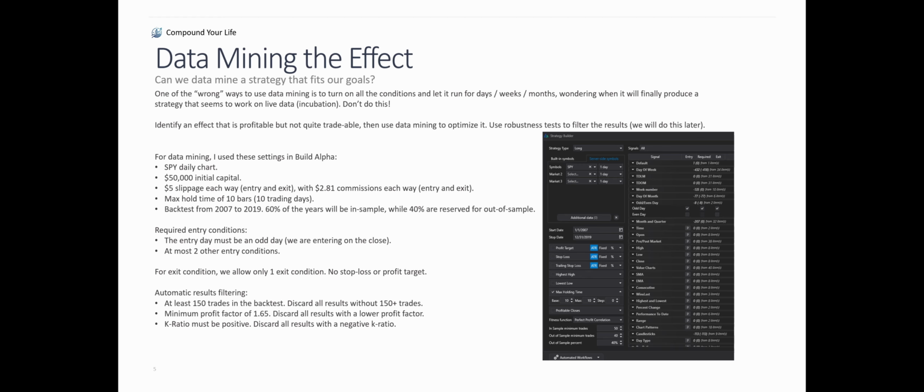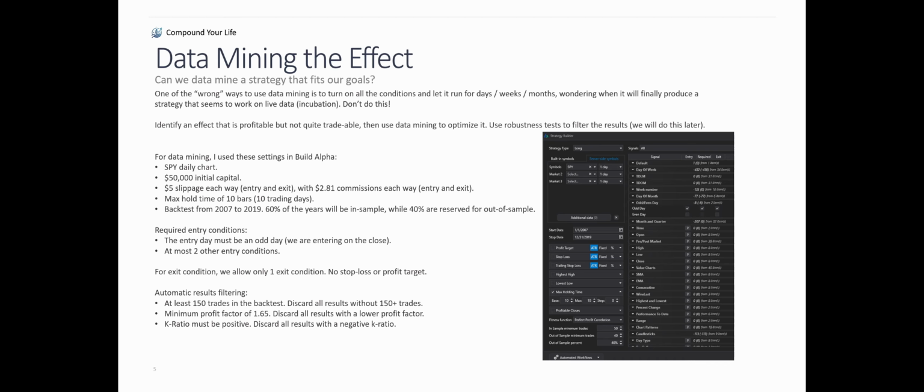For the automatic results filtering, I want to see at least 150 trades as a backtest. If it doesn't have 150 trades and we're looking at a roughly 13-year period, then I think there's not enough trades to be relevant. Minimum profit factor I set as 1.65. You can kind of play around with this if you want.